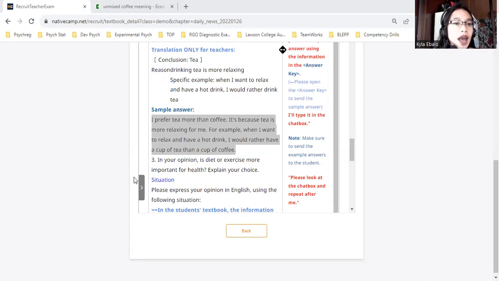Please read the example answer after me. I prefer tea more than coffee. It's because tea is more relaxing for me. For example, when I want to relax and have a hot drink, I would rather have a cup of tea than a cup of coffee. Again, let me correct my sentences. I prefer tea more than coffee. It's because tea is more relaxing for me. For example, when I want to relax and have a hot drink, I would rather have a cup of tea than a cup of coffee. Now it's your turn, Francis.